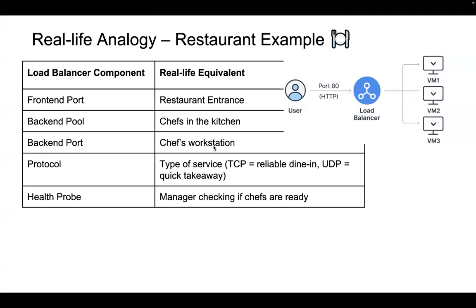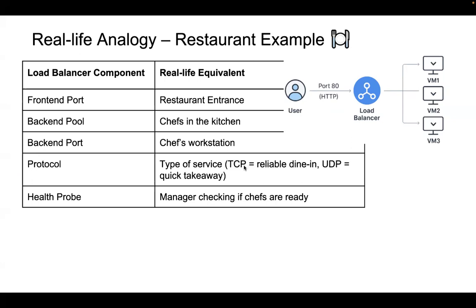And the backend port is the chef's workstation. Actually the chefs will be preparing your dish in the kitchen, right? So the chef's workstation is the kitchen room. Okay, protocol is TCP or UDP, the type of service, like reliable dine-in. So you are going and eating there, or you are taking a takeaway.